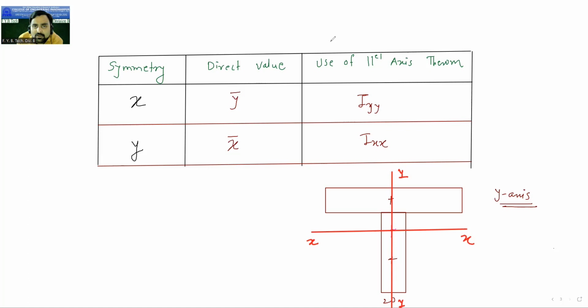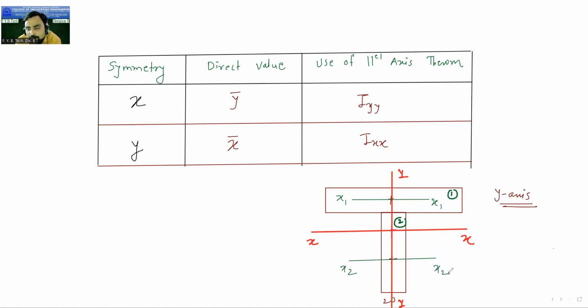Now if I draw it for my first figure, this rectangle is our first figure, this is our second figure. If I draw the x-axis for the first figure, it will be like this. I will call this x1, x1. For the second figure, if I draw its own x-axis, it will be like this. I will call it x2, x2.